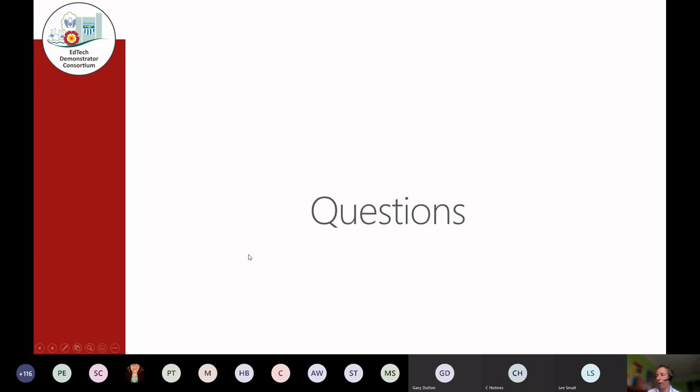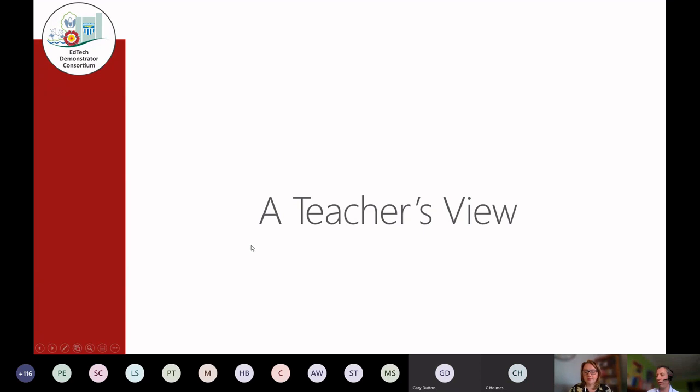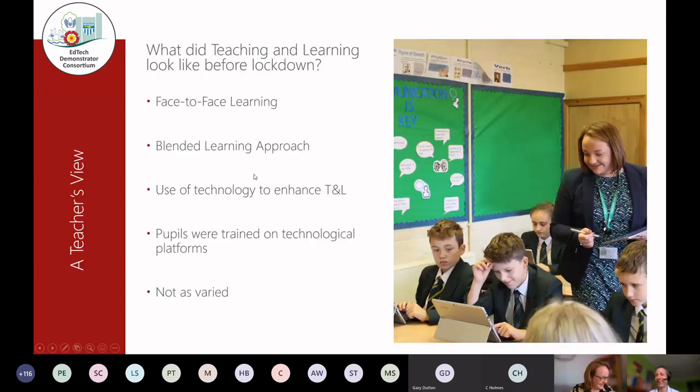So what I'm going to do now is we're going to move on and look at a teacher's view in terms of using Teams. And Louise is going to join us, and she's going to take you through a few slides and then hopefully straight into some live demos as well. And there'll be an opportunity at the end of this section to answer any questions again. So over to you, Louise. I think you're on mute, Louise. There we go. Is that better?